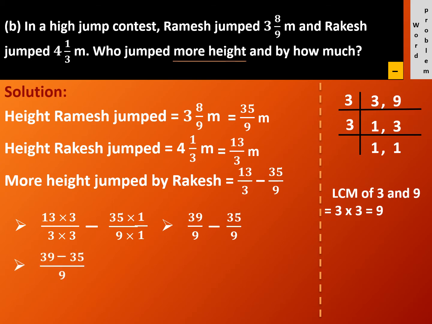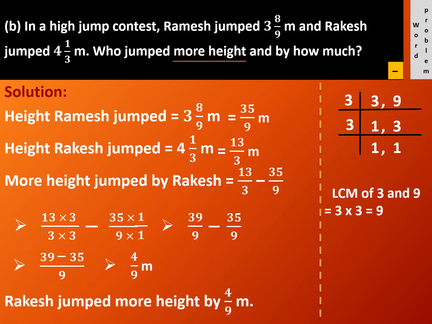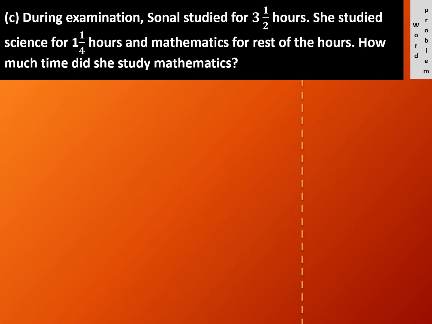Subtract the numerators. 39 minus 35 upon 9. And we get 4 upon 9 meter. So the last statement is Rakesh jumped more height by 4 upon 9 meter. Let's solve one more question.